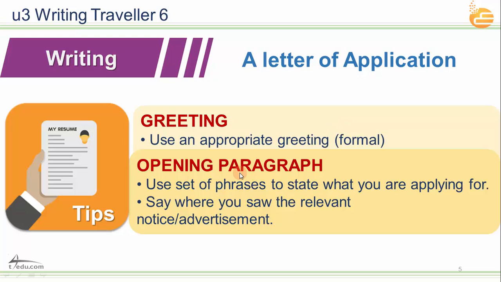And then you start with the opening paragraph, which is some kind of introduction. You can use a set of phrases to state what you are applying for. So, I'm writing to you, I'm applying for this, and applying for that. And then say where you saw the relevant notice or advertisement. I saw your advertisement on jobs.com and I like it and I wanted to directly apply myself for this job because I like it a lot. So you start with a greeting and then use some nice words to say what you're applying for, and then you say where you saw or read about this advertisement.